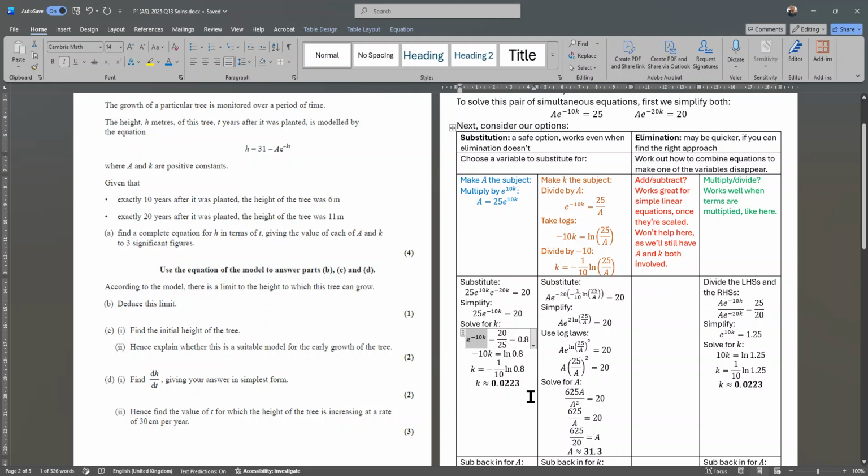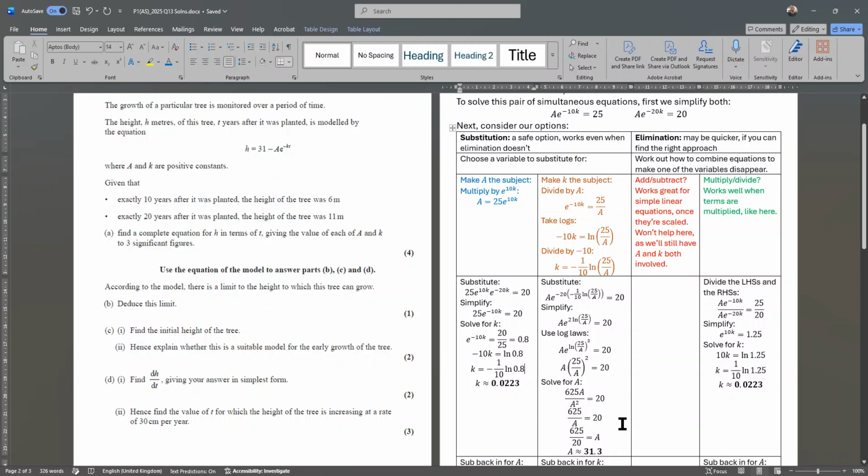So when you apply it to e to the power of minus 10k, you get minus 10k. And when you apply it to 0.8, you get the natural log of 0.8. And then we divide by the minus 10, and we've got a value for k. Now, some of you might be noticing that the value we got for k on this side and the value we got for k on this side look different.